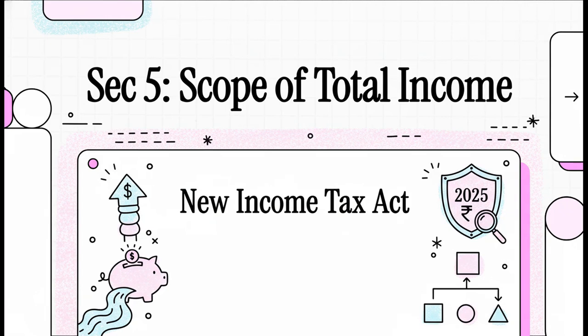So, the new Income Tax Act 2025 is on the horizon, and that means things are changing. And for every single one of us, tax pros, business owners, the big question is always the same, right? What income is actually taxable in India? Well, the entire answer to that starts with one absolutely crucial provision, Section 5. It's what defines the whole scope of total income.